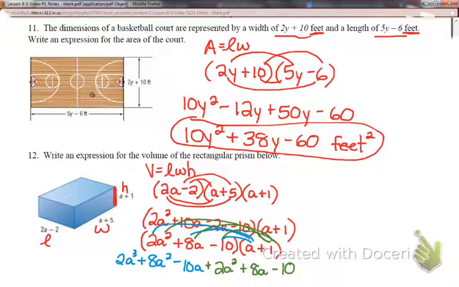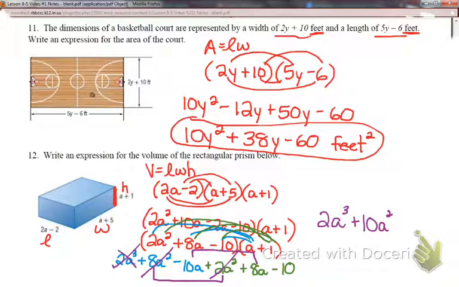Finally, combine like terms. I'm going to have to write my final answer off to the right here. Any a to the thirds? Sure, we have just the first one, 2a to the third. Then we're done with that. What about a squared? We have 8a squared plus 2a squared. So those are both positive, so that would be 10a squared. Then we have a negative 10a plus 8a. That's negative 2a. And finally, we just have that minus 10.